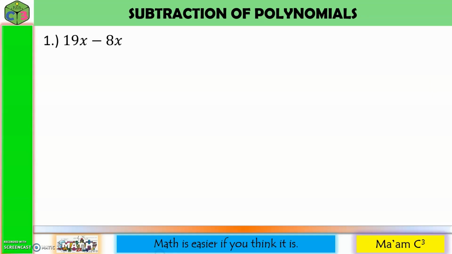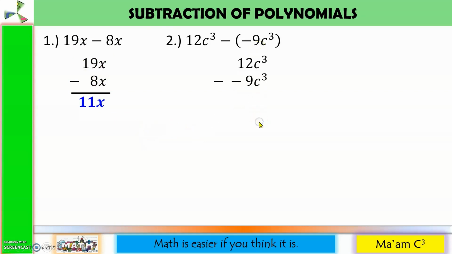First example, so let us rewrite this. And then let us look at the literal coefficients. The question is, are they like terms? And yes, they are. So we simply copy x, and then let us perform the operation here. 19 minus 8 is 11. So we have 11x.